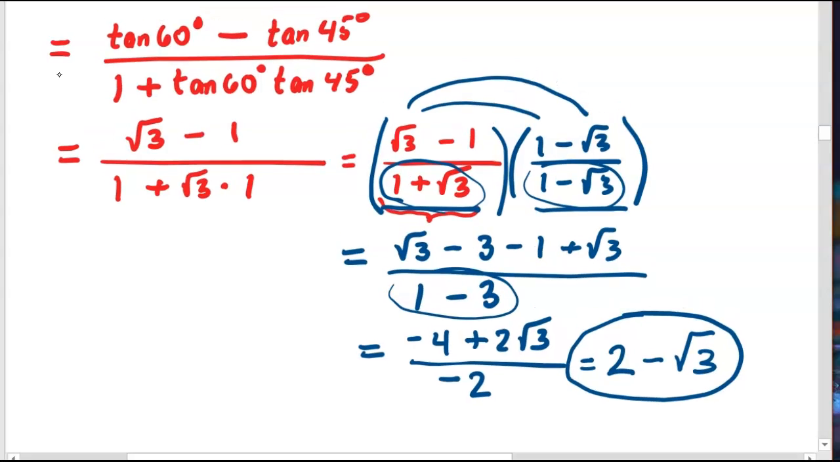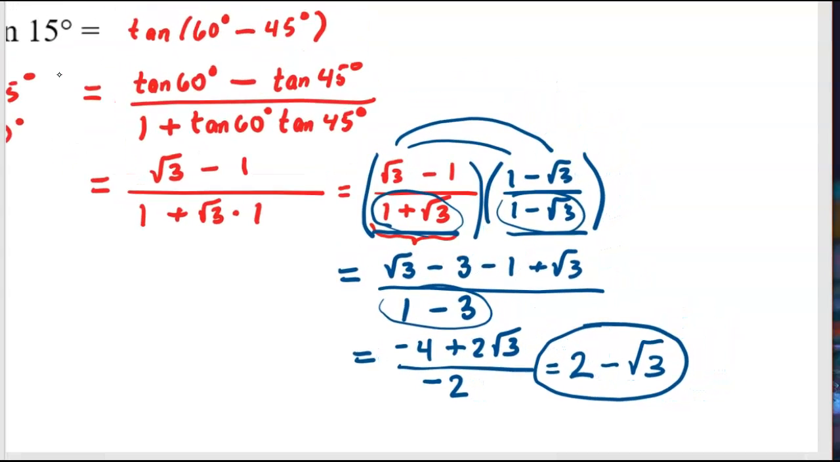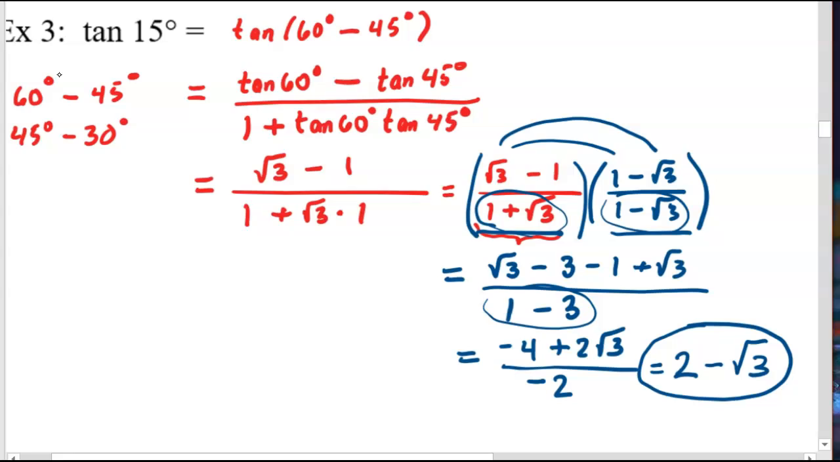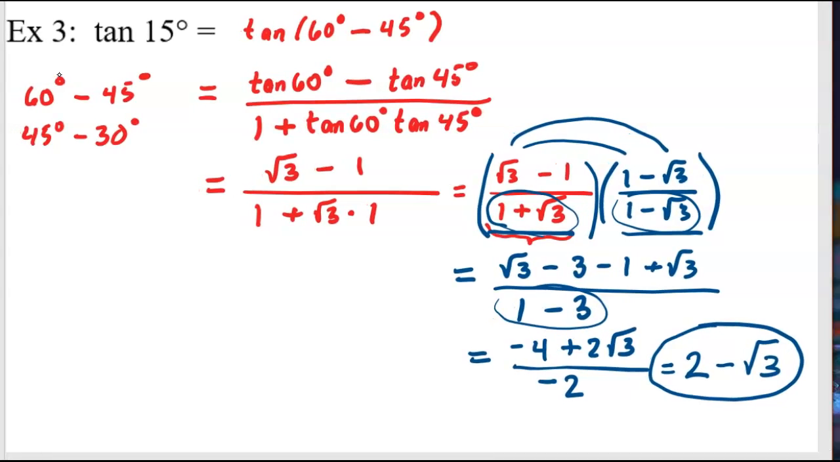So let's make sure we can see this whole deal. Example 3. Boom, there it is. Okay, so once again, find the difference or sum, make the substitution, use the unit circle, and then rationalize that denominator. All right, that's example 3.